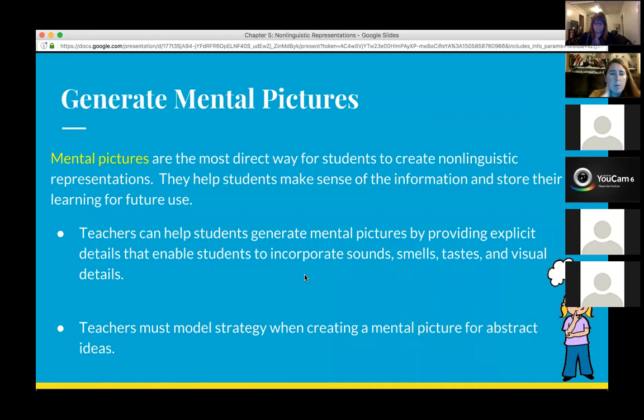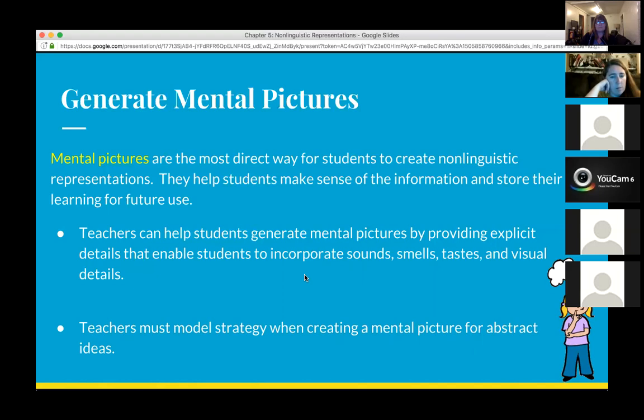And generating mental pictures. Mental pictures are the most direct way for students to create non-linguistic representations. They help students make sense of the information and store it for future use. You can help your students generate mental pictures by providing explicit details that enable students to incorporate sounds, smells, tastes, and visual details. So you might tell your students, close your eyes, picture yourself on the beach, you feel the sand between your toes, you hear the waves crashing in, you hear seagulls in the background, you feel the sun warming your skin, so they can really visualize whatever content you are teaching.